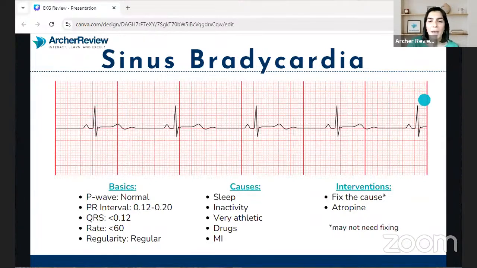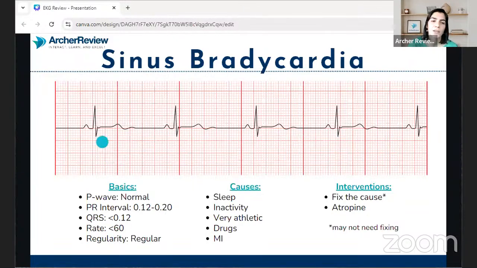So multiply that by 10. This rate is about 45. So that's definitely less than 60. So right there, we know the rate is not normal. Now let's look at the PR interval, and you're going to calculate that. And you're going to see that it's between 3 to 5 boxes. So the PR interval is normal.